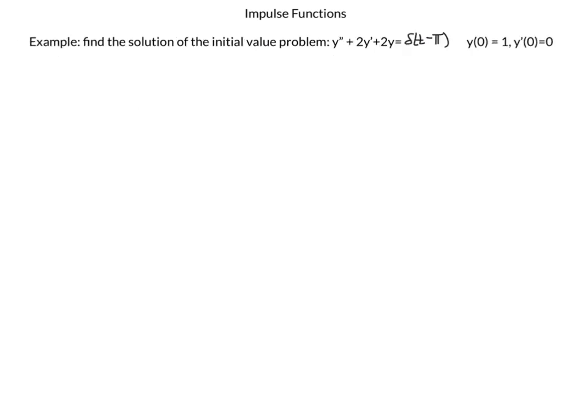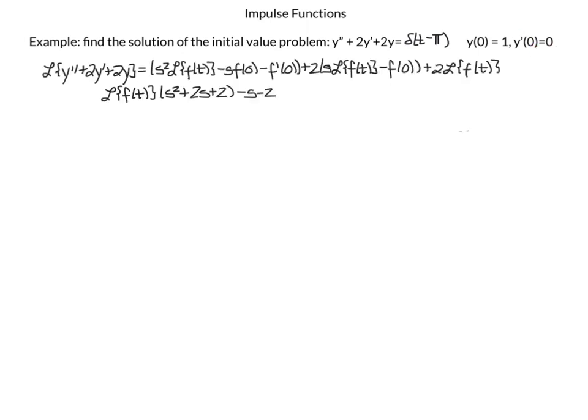Here is another example problem. Find the solution of the initial value problem y double prime plus 2y prime plus 2y is equal to Dirac delta of t minus pi, where y of 0 is equal to 1 and y prime of 0 is equal to 0.